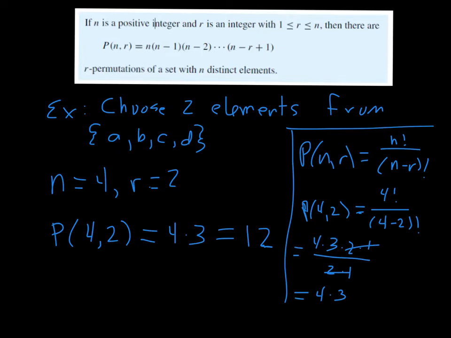You'll always be able to use the bottom factorial to cancel out a lot, or at least some, of the numbers that are on top. So whenever you're doing this calculation, you'll always be able to do that. And again, I'll show you in class how to use your calculator to do this.